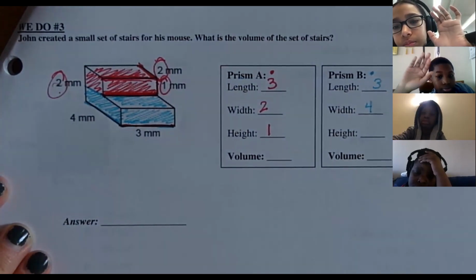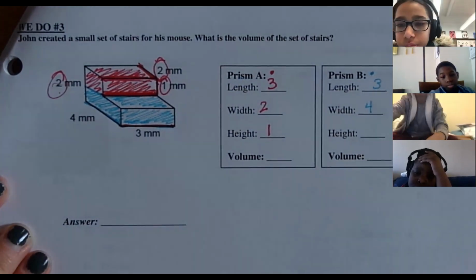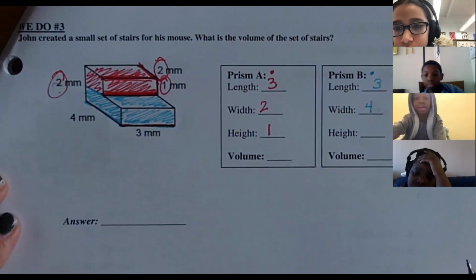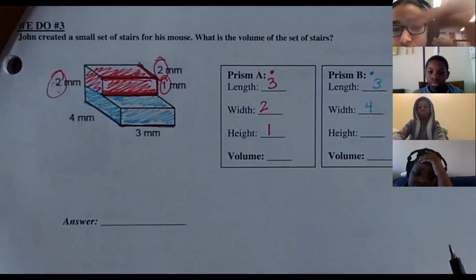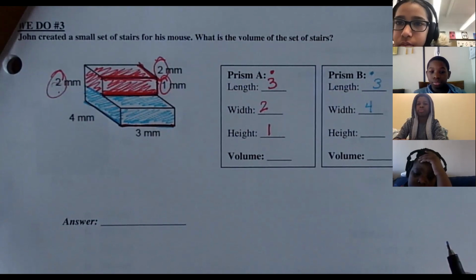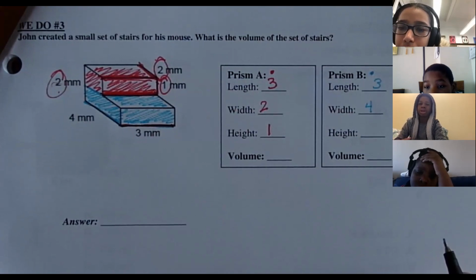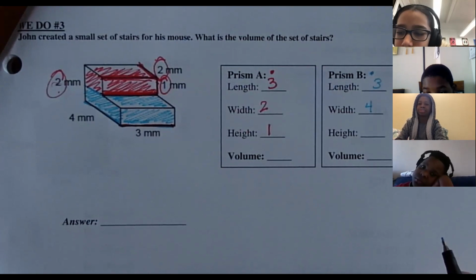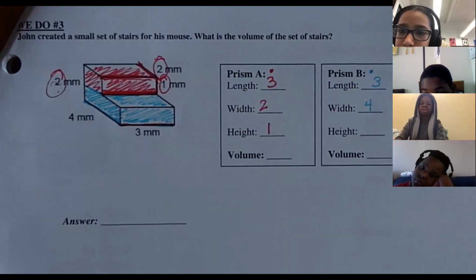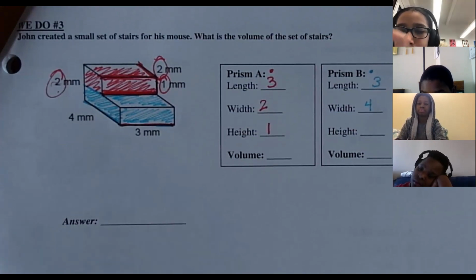Amadou, talk us through what you're thinking right now. What I'm thinking is that since for Prism A we had to go to Prism B for the blue part to find the width, and since you said it hasn't changed going down, I might as well think that the height might be 1 too. Okay, that's an interesting way of thinking about it.